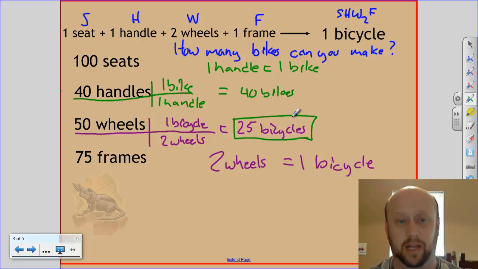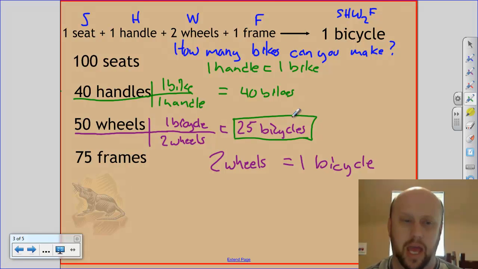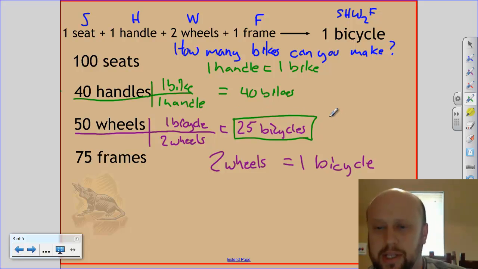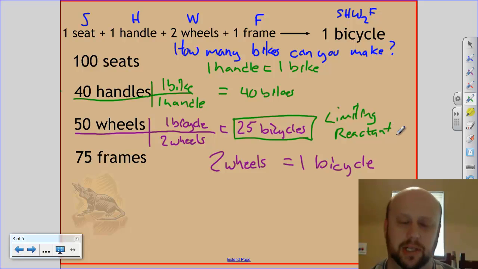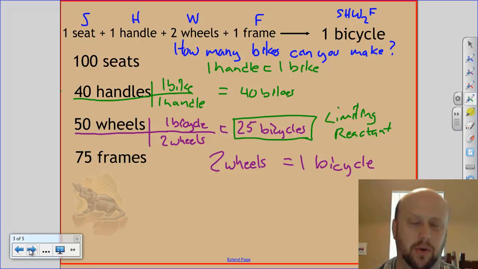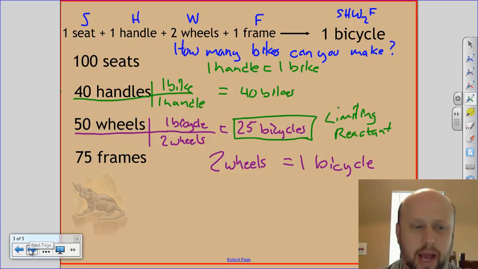And so basically, I'm going to get to the point where I can only make 25 bicycles because I'm out of wheels, okay? And that would make wheels the limiting reactant, or part, we would probably say in this case, but if we're talking about chemicals, we would say that was a limiting reactant.